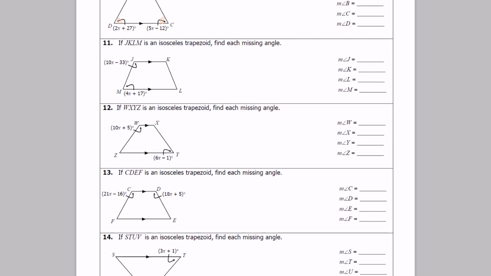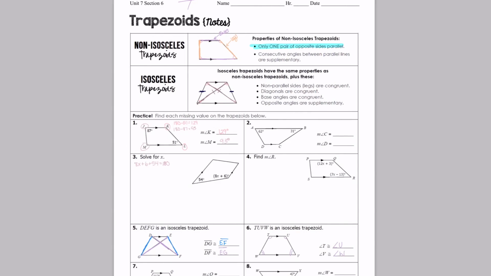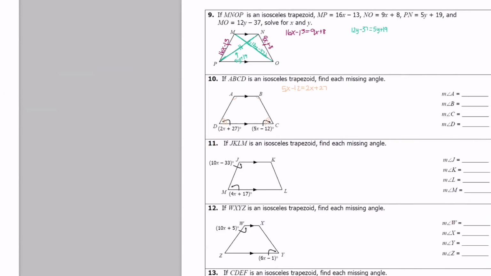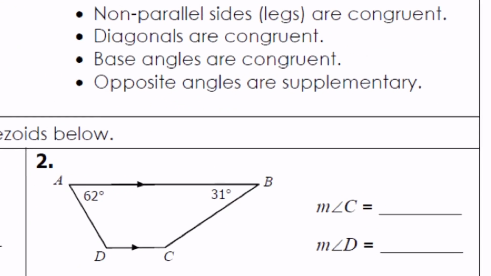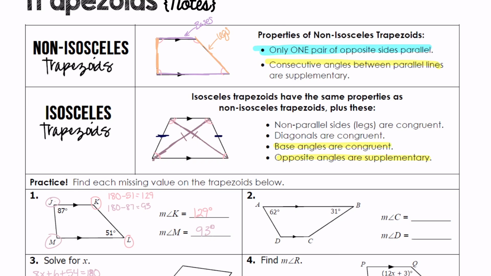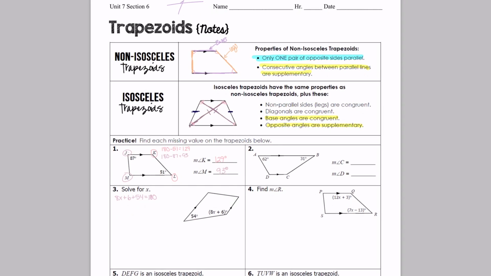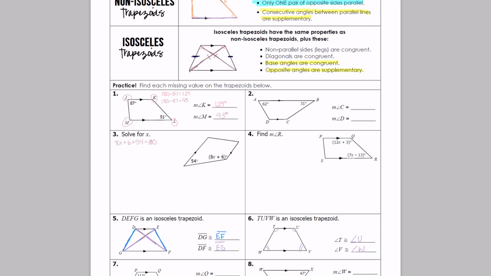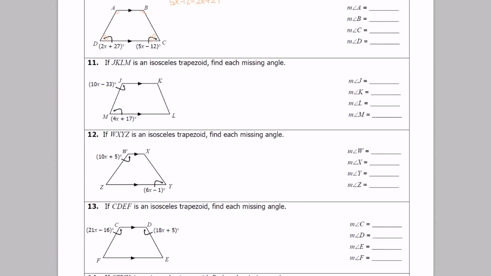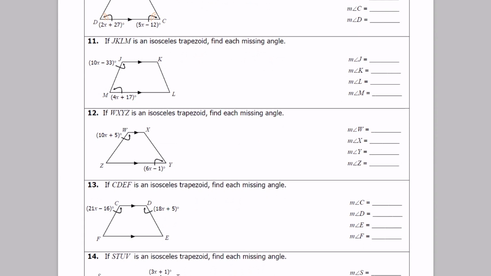I'm going to let you run with 11 through 14. Pay attention. Use those properties on this front page here. All of the ones on the back deal with isosceles trapezoids, and I think they're all finding angles, right? Yeah, they're all finding angles. So that means you're going to use those three properties. If you get stuck, refer back to those. So go ahead and finish 3, do 2 and 4, do 6, 7 and 8, and then finish 9 and 10, and then do 11 through 14.